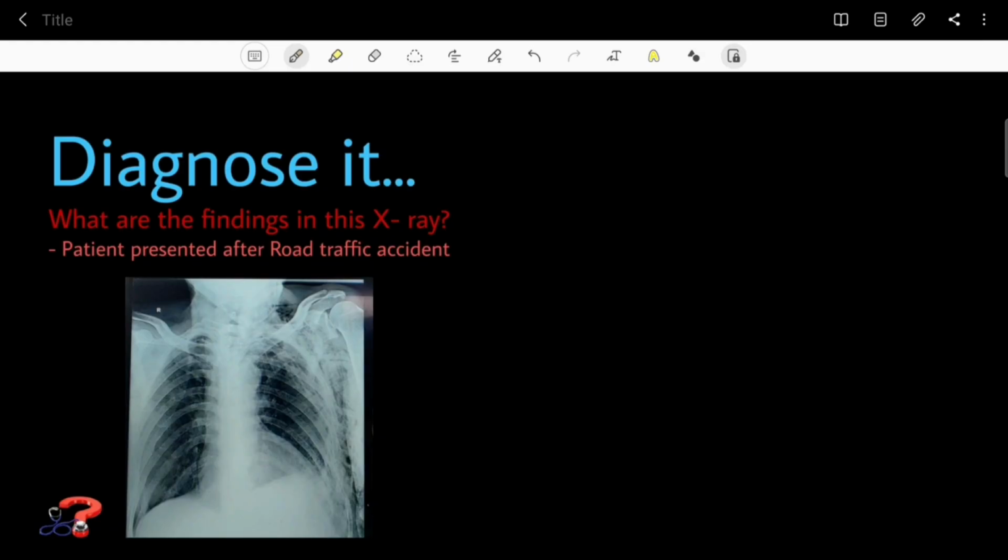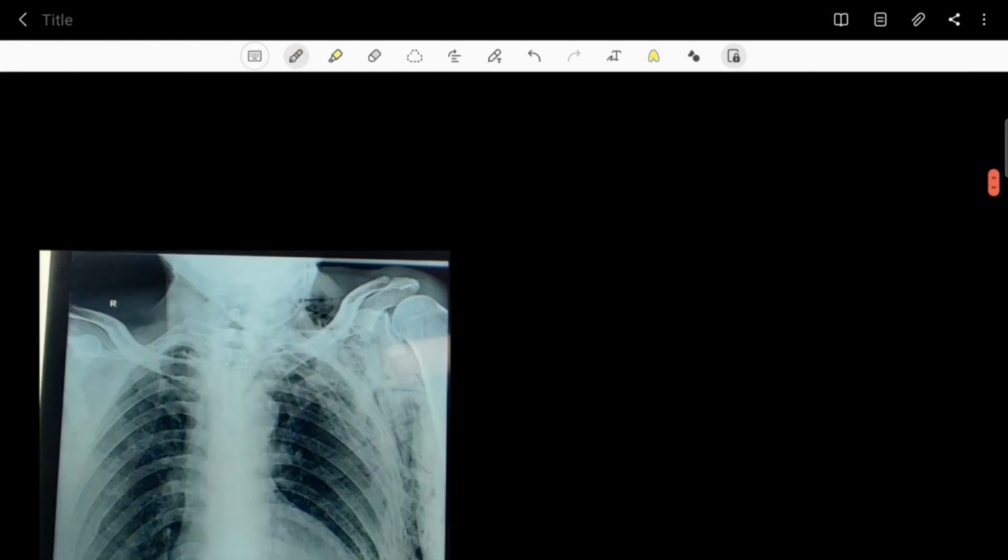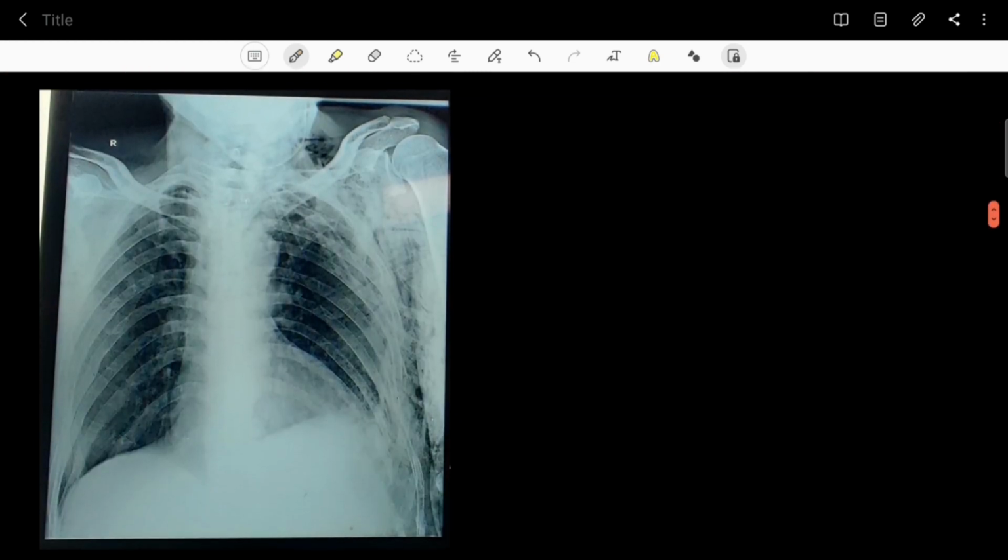Today we have this case, a patient who presented after a road traffic accident, and this is the chest x-ray given in front of us. Now we are to interpret this chest x-ray, and we'll follow a rule that can be remembered easily: A, B, C, D, E, F, G, H, I, the normal alphabets. So firstly, starting with A.